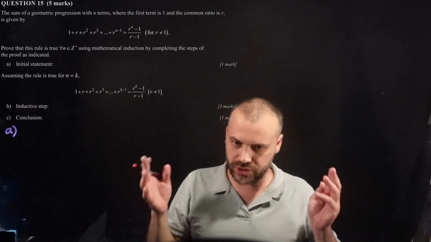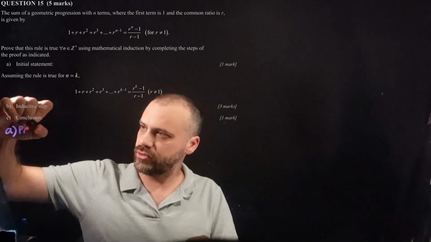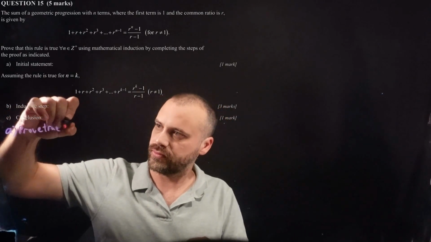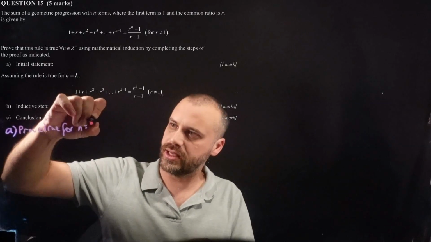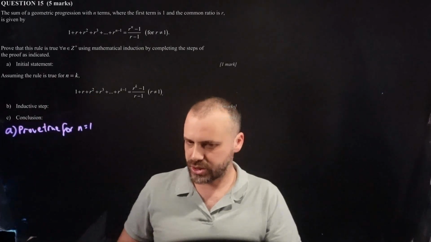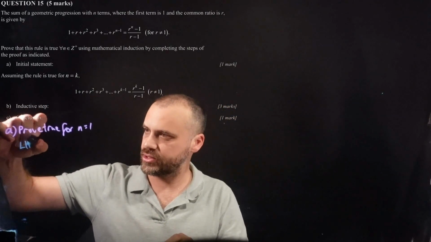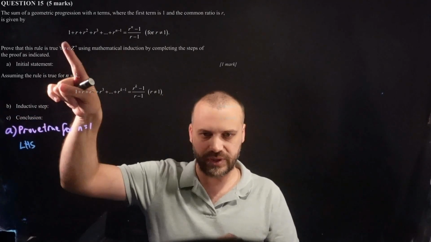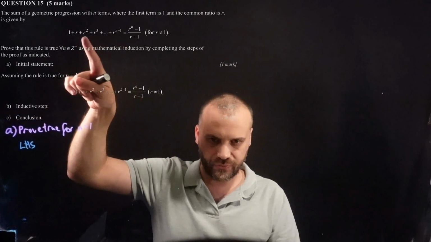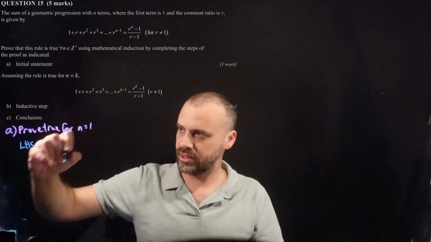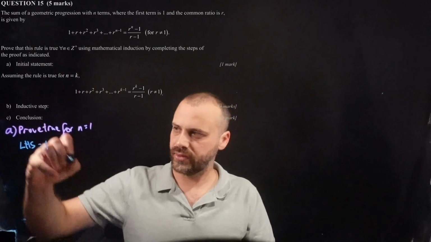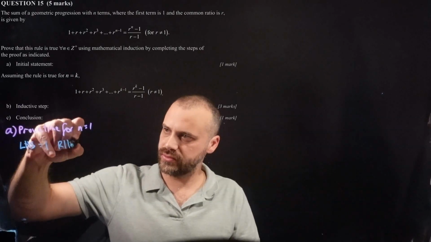So the first positive integer is 1. So let's prove true for n equals 1. And then we just split that into our left-hand side and our right-hand side. Now the left-hand side of this, very straightforward. We're looking at our first term here, and that's 1. Now what about our right-hand side?